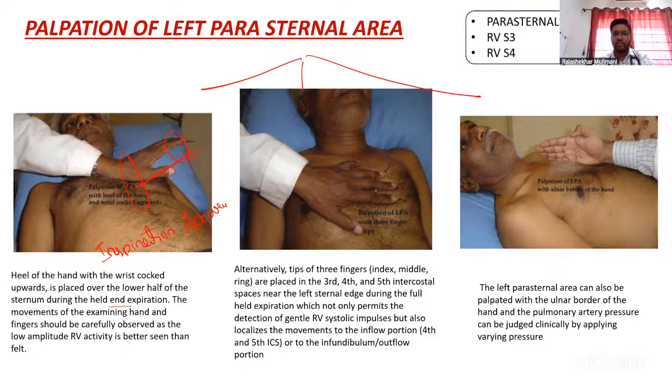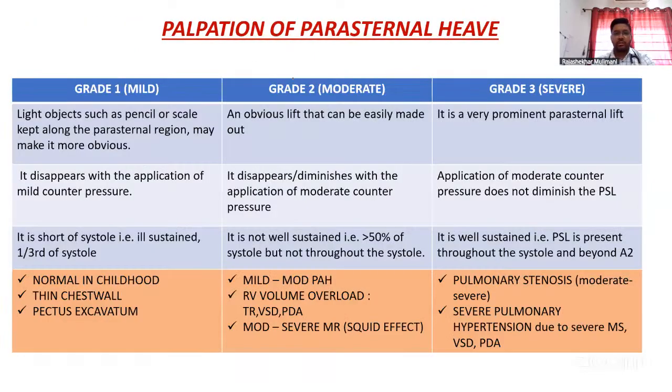Alternatively, you can keep three fingers in three intercostal spaces and check for the pulsations. This is another method where you can palpate with the ulnar border of the hand, and pulmonary artery pressure can be judged clinically by applying the pressure. So if you feel any impulse or any heave in the parasternal area, you need to grade it as per grade 1, grade 2, grade 3.